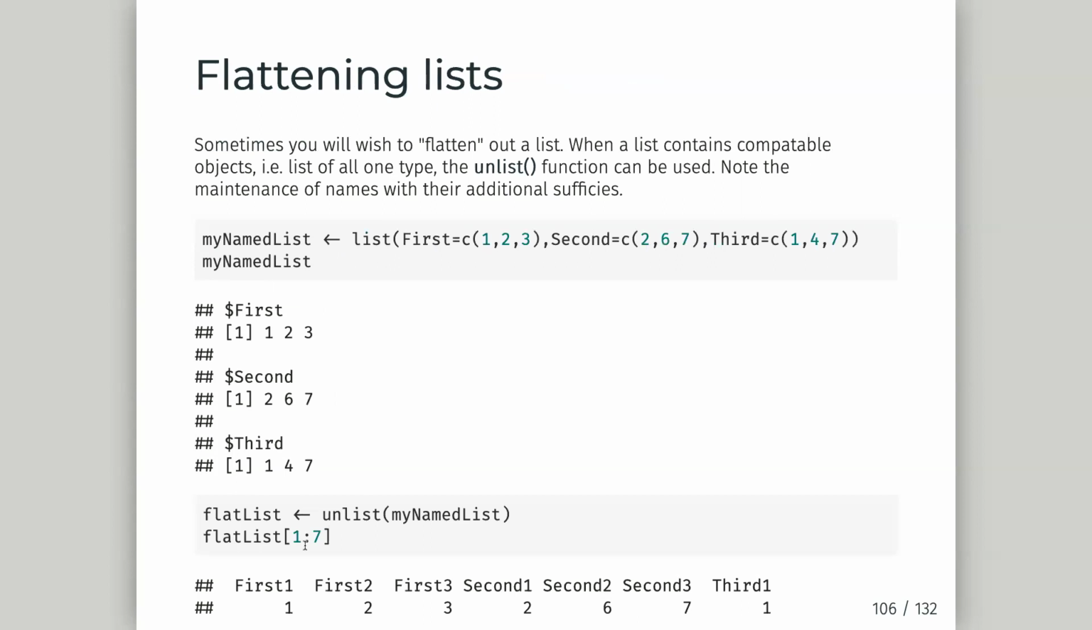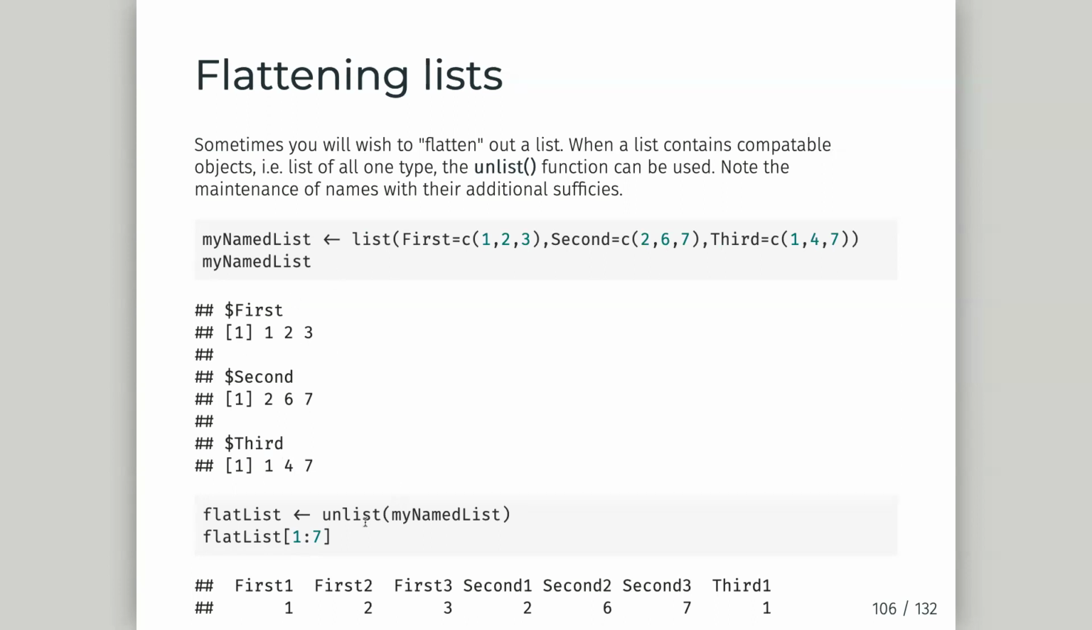Lists also have their opposing function called unlist. And I think this will become useful as we start to do some compiling of data together. So we have this concept of flattening out a list. If the list is compatible, so if we have things which could possibly be combined together, in this case, I'm going to create a list where all elements will be vectors: 1 to 3, 2, 6, 7, 1, 4, 7. We look at that, it's like a normal list. It's separated out with our different vectors.